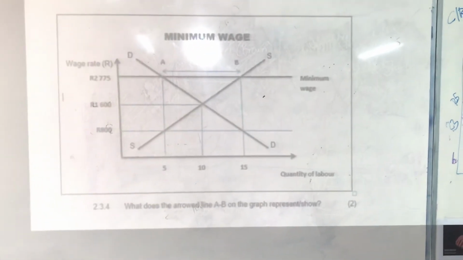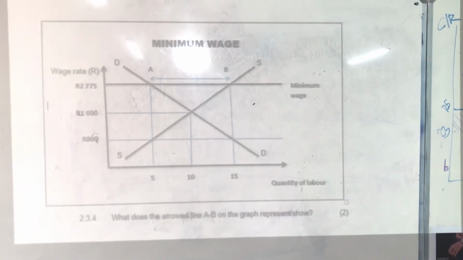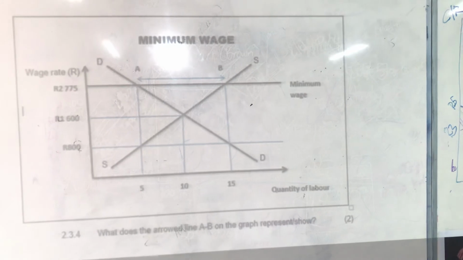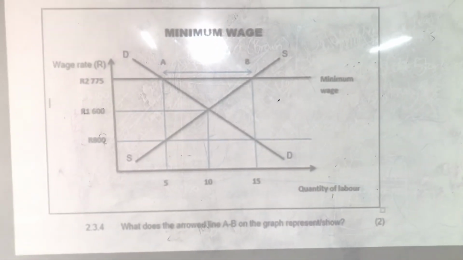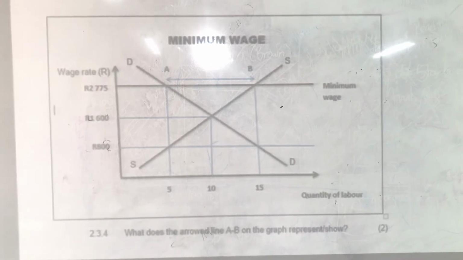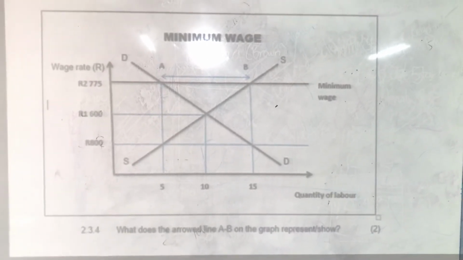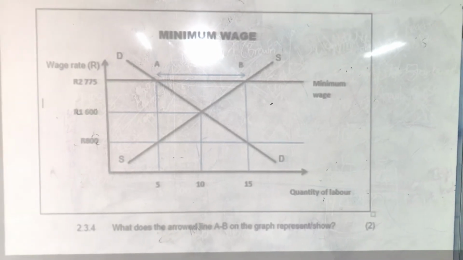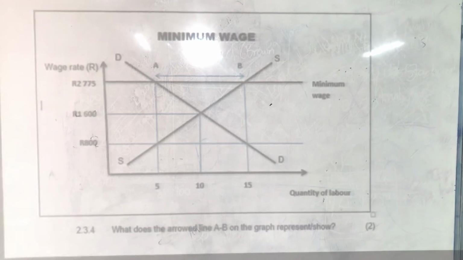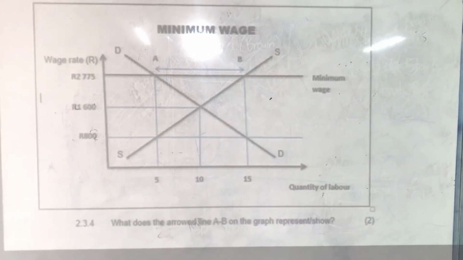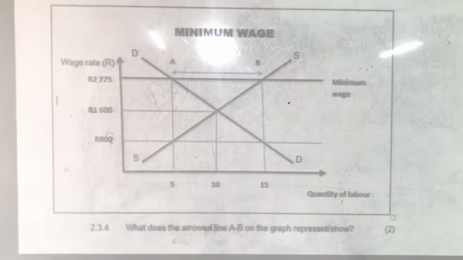So what does the arrow line AB on the graph represent? If you have a look at that arrow, it's between the demand and the supply curve, and it's at that point of minimum wage. Basically that's saying at 2,775 Rand minimum wage, firms will demand 5 units. However, us, the people that want to work, will actually be supplying or want to supply 15 units of labor. So there's actually a surplus of labor there or an oversupply of labor.